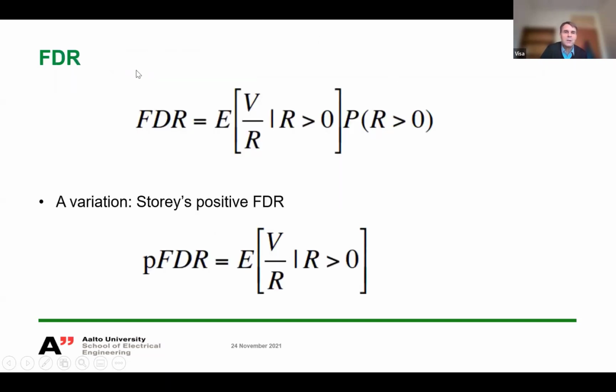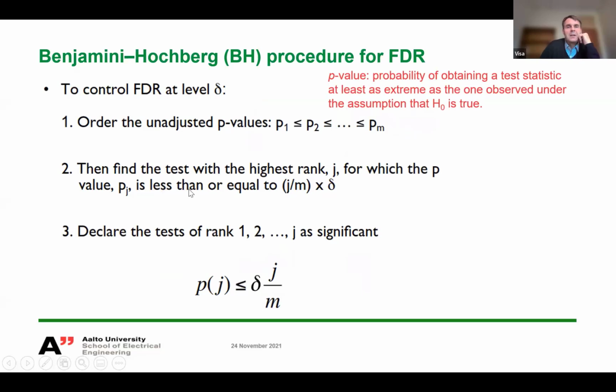And more formally, the FDR is defined by the expected value of V over R, given that R is positive, multiplied by the probability of R being positive. And then there's a variation of that, the positive FDR, where we make an assumption that R is positive. And this famous Benjamini-Hochberg procedure for FDR works as follows.